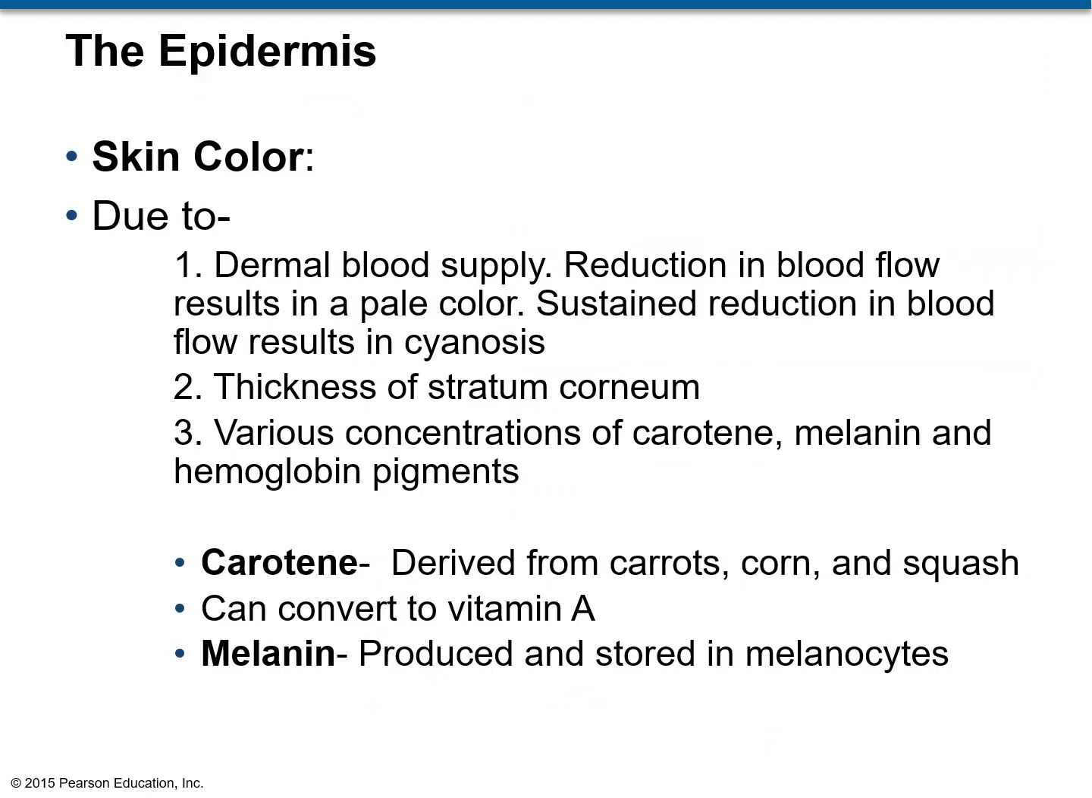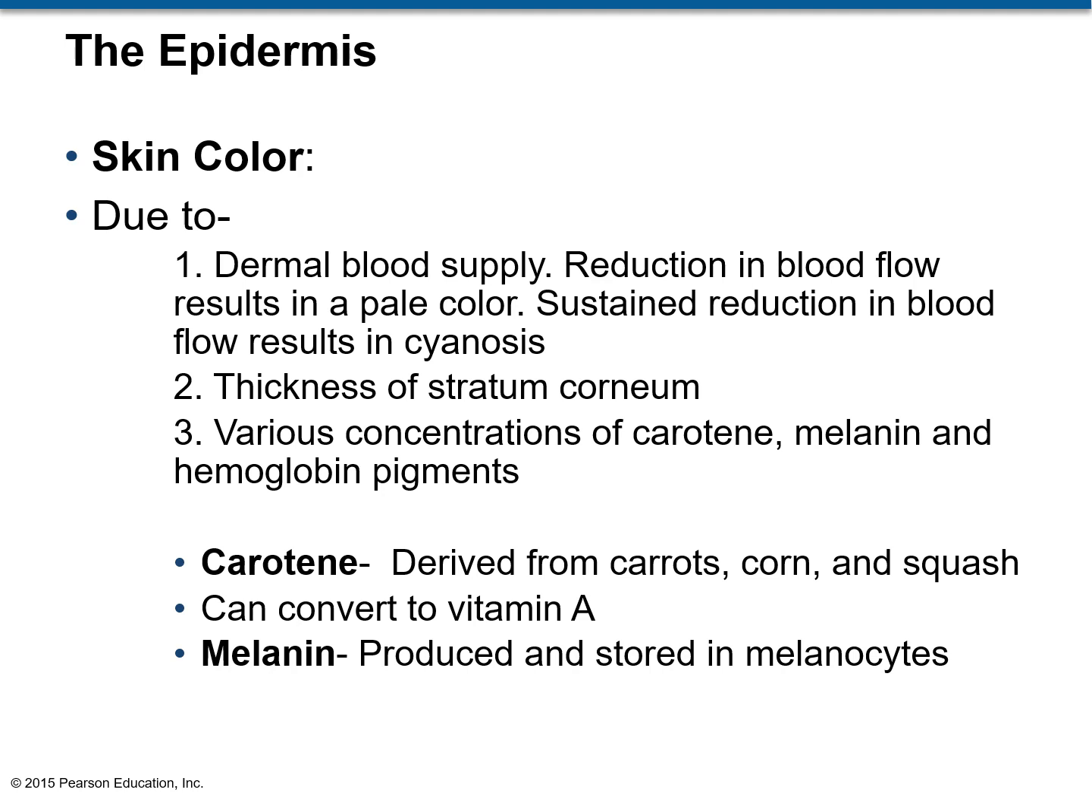Now skin has a variety of color in human beings. We have all shades from the lightest light to the really dark skin, and skin color is attributed to some of these factors. The first one is the combination of various pigments, pigments such as melanin, pigments such as keratin, or even hemoglobin pigments. In addition to these pigments, the blood supply in the dermal layer also influences.